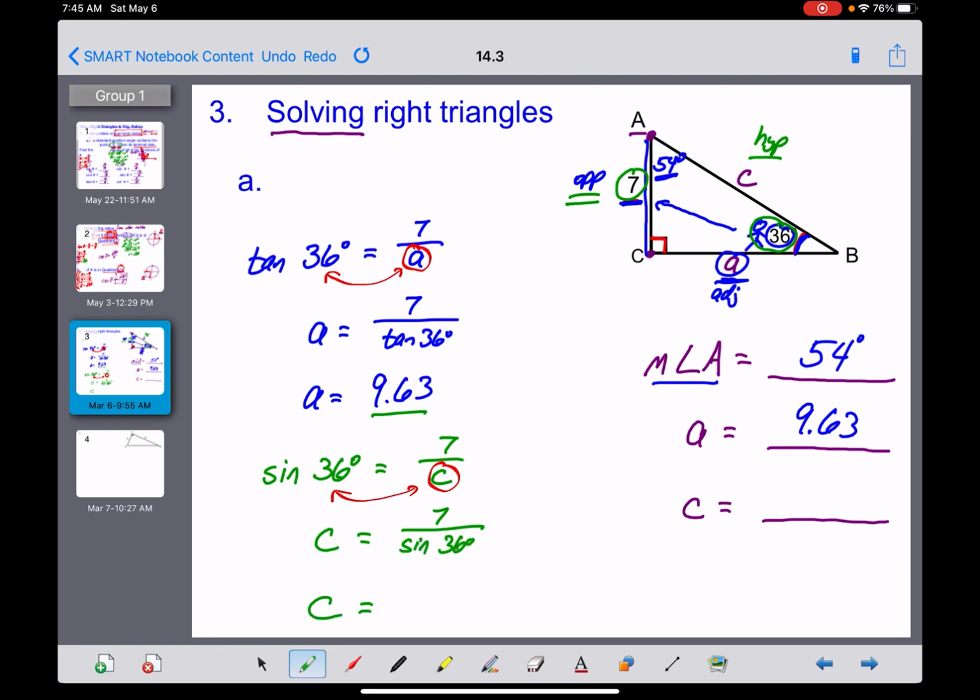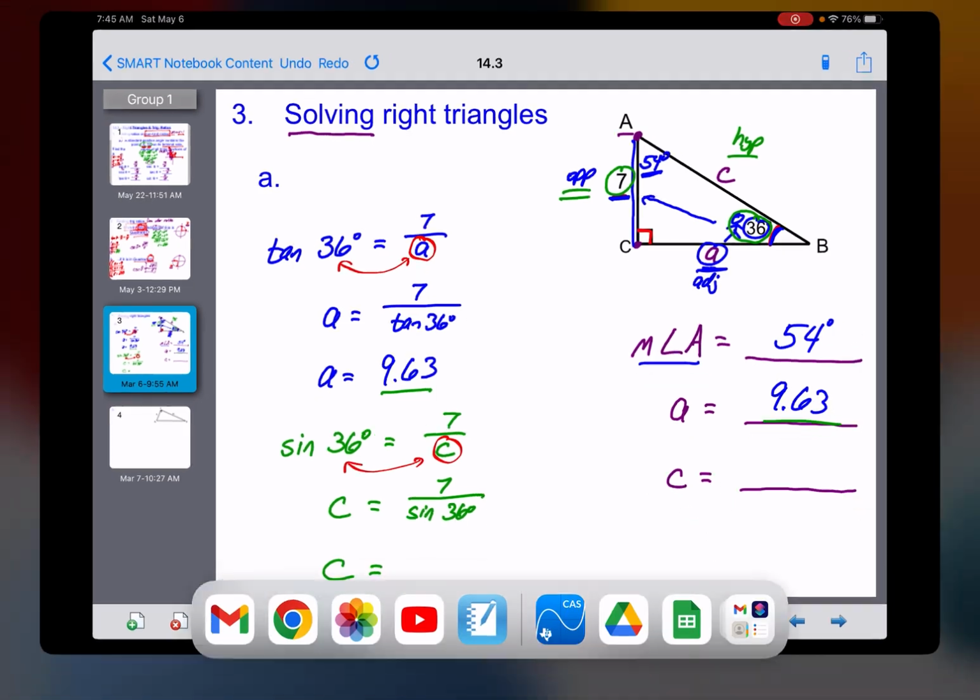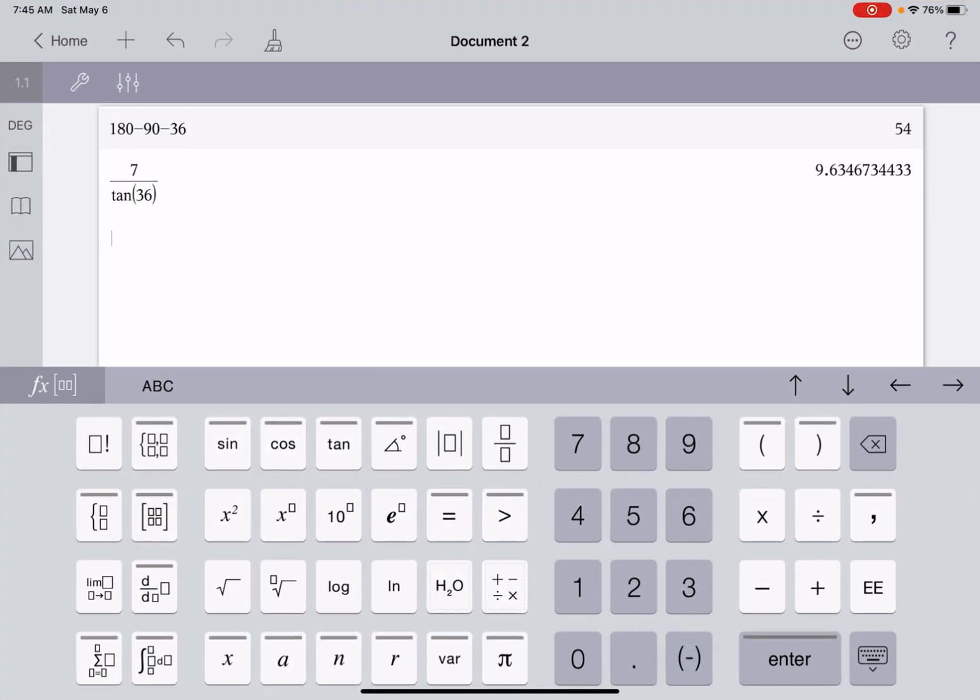And as we go to our calculator, let's think already of what to expect, guys. C is our hypotenuse. So absolutely, without question, C needs to be the longest side in this triangle. So it's got to be longer than the longer leg, which was 9.63. So I'm expecting something bigger than that. 7 divided by the sine of 36. Let's type that in and see if we get something similar to what we expected right there.